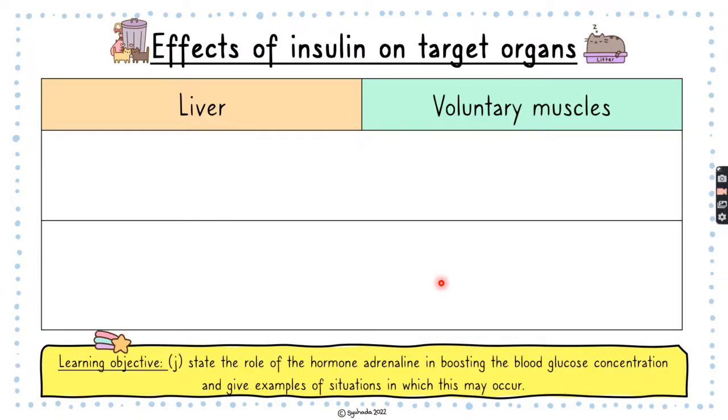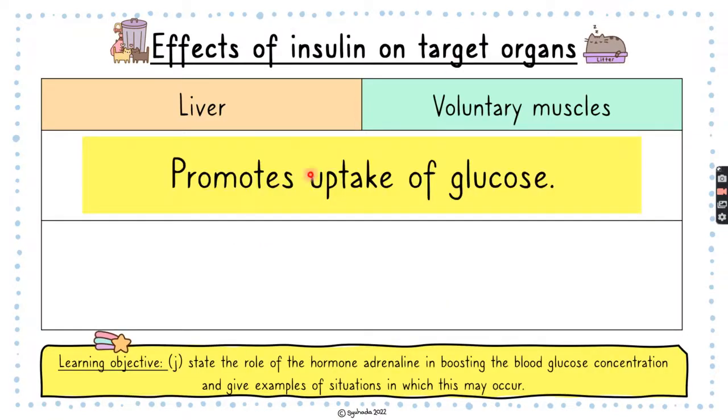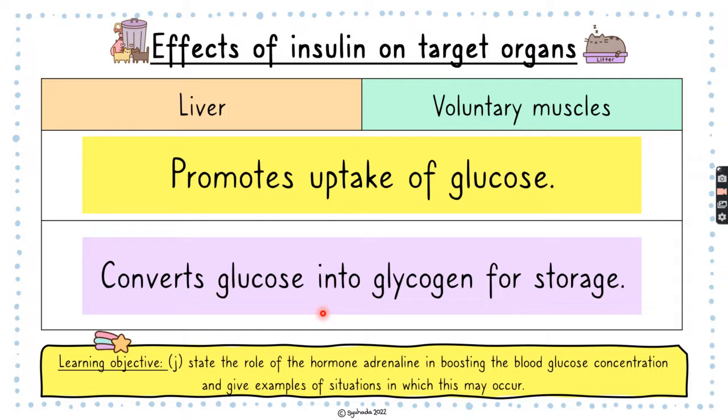So what are the effects of insulin on the target organs? In the liver and also voluntary muscles, it promotes the uptake of glucose. This means that glucose will be absorbed into muscles and the liver. And insulin also encourages the liver and voluntary muscles to convert that glucose into glycogen because you want to store it. This is slightly the opposite of adrenaline. With adrenaline, you want to convert the glycogen into glucose so you can use it. But for insulin, you want to store glucose instead.